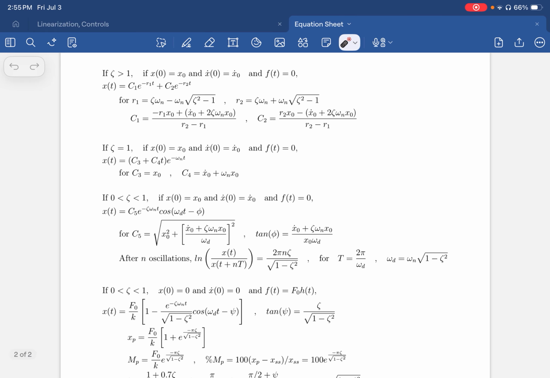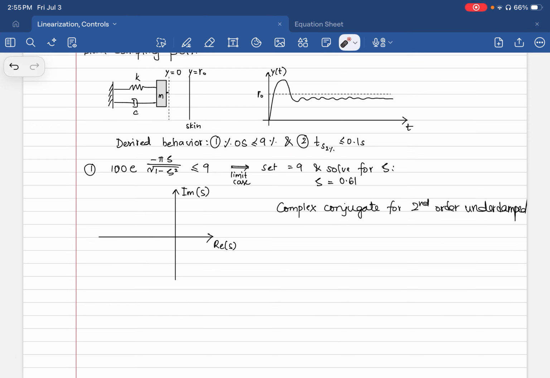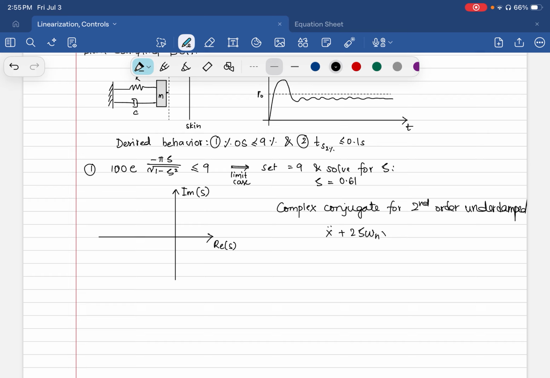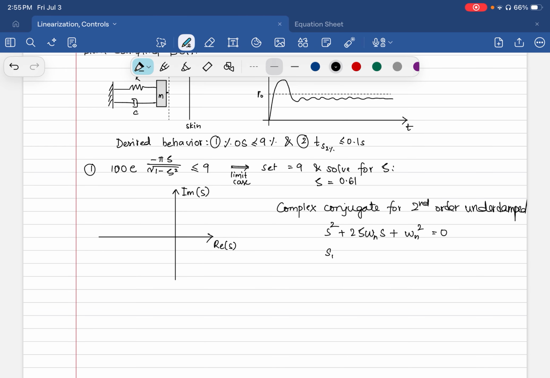Well, it's not provided in the equation sheet, but you can see that it's going to be something in this form, except there's going to be a complex term. Your poles are going to be s1,2, essentially starting from x double dot plus 2 zeta omega n x dot plus omega n square x. You're finding the roots of this, so it's going to be s square plus this much times s plus this much. You will get in the end s1,2 equal to minus zeta omega n plus or minus j omega n root over 1 minus zeta square.